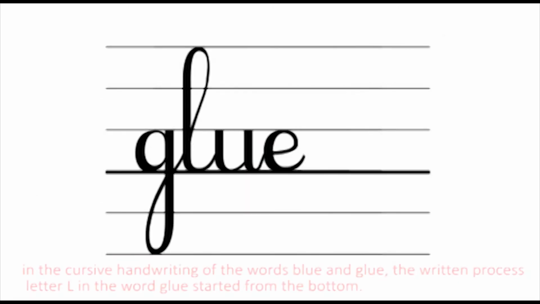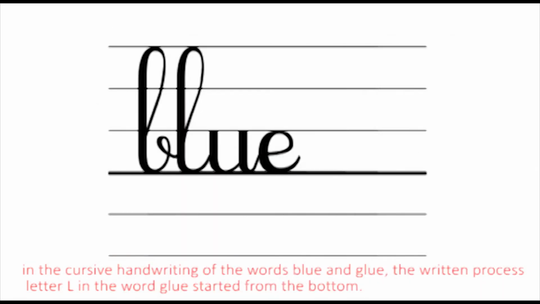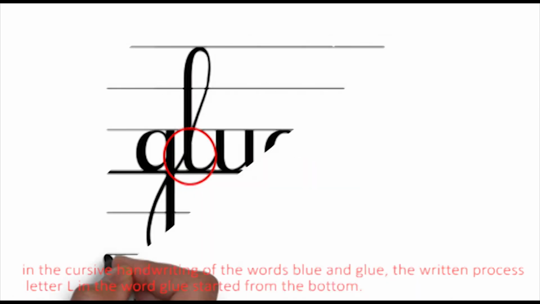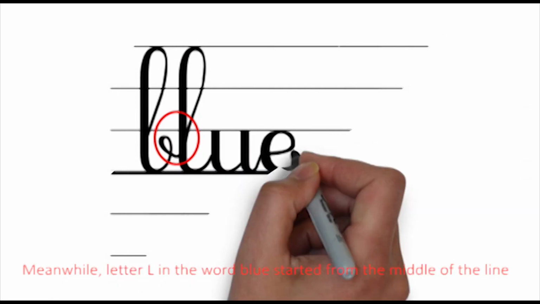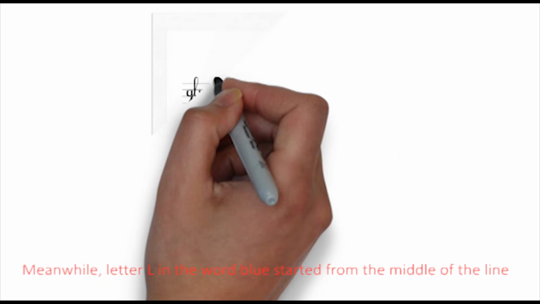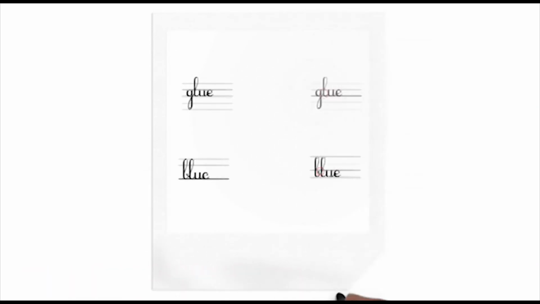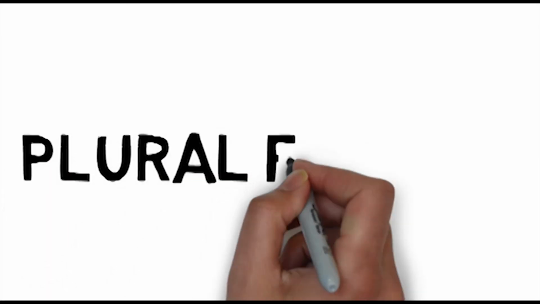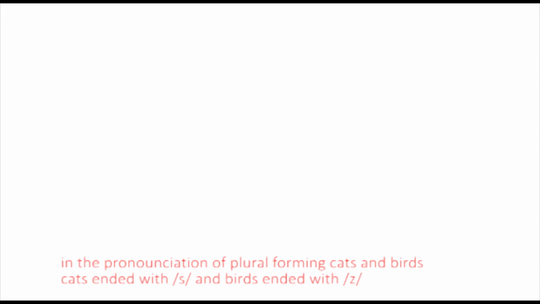In the first word, the letter L begins near the bottom of the line, like this. But in the second word, the letter L begins near the middle of the line. This example shows two variants in complementary distribution. Another example in sounds is the pronunciation of the plural forms of cats and birds.